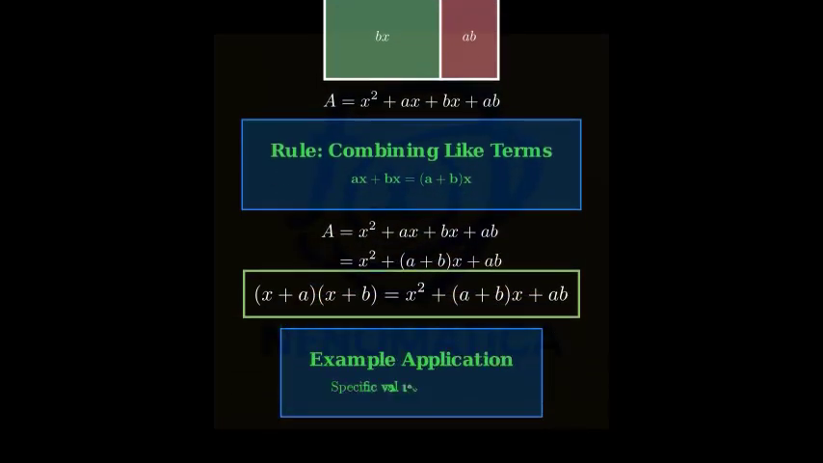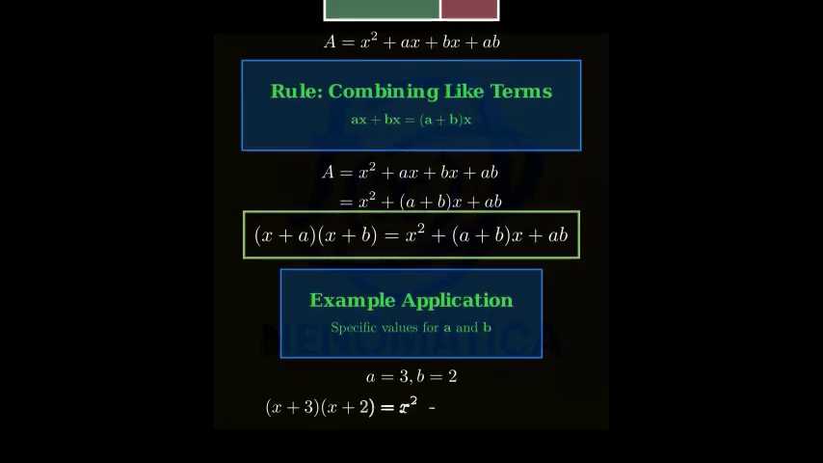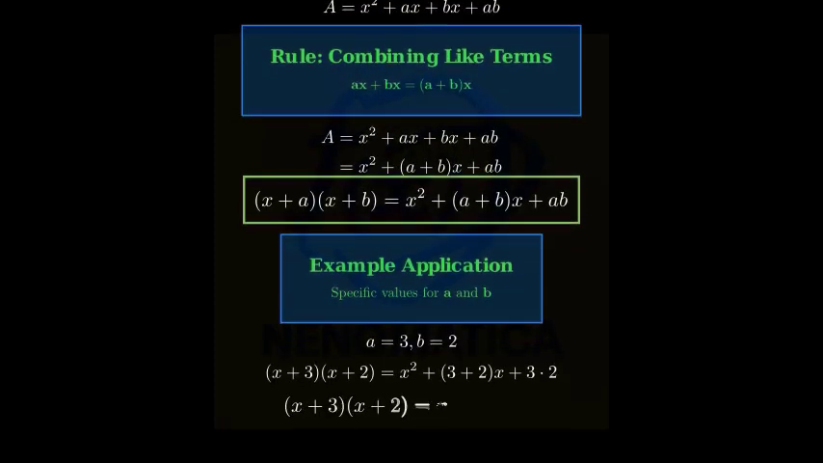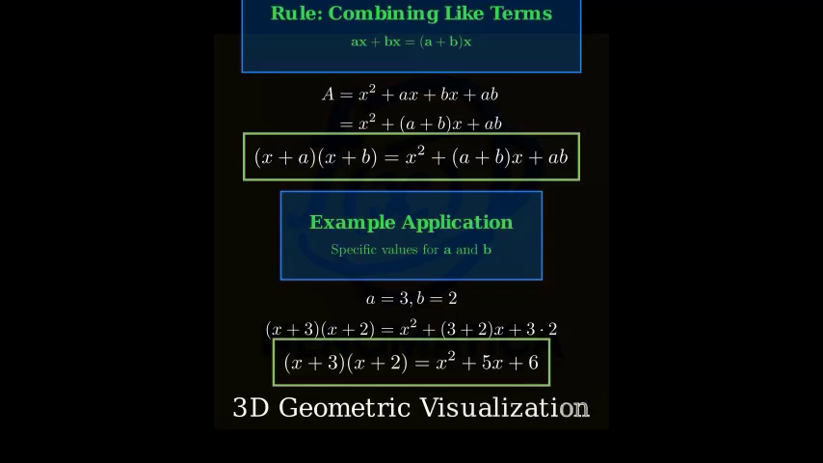Let's try a concrete example to further understand this geometric approach. Let's set a equals 3 and b equals 2. Our formula becomes open parenthesis x plus 3 close parenthesis times open parenthesis x plus 2 close parenthesis equals x squared plus open parenthesis 3 plus 2 close parenthesis x plus 3 times 2, which simplifies to open parenthesis x plus 3 close parenthesis times open parenthesis x plus 2 close parenthesis equals x squared plus 5x plus 6. We can also visualize this concept in 3D.